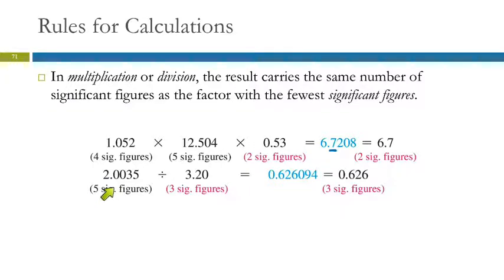Here's an example of division. The math is done out here for us. Again, we're going to look at how many sig figs in this number, how many sig figs in that number. This one has 3, that one has 5. We're looking for the one with the fewest sig figs, and that's how many sig figs we're going to round our answer to. So we're going to round to 3 sig figs, 0.626. That leading 0 doesn't count. And so then we express the answer as 0.626. Any questions?